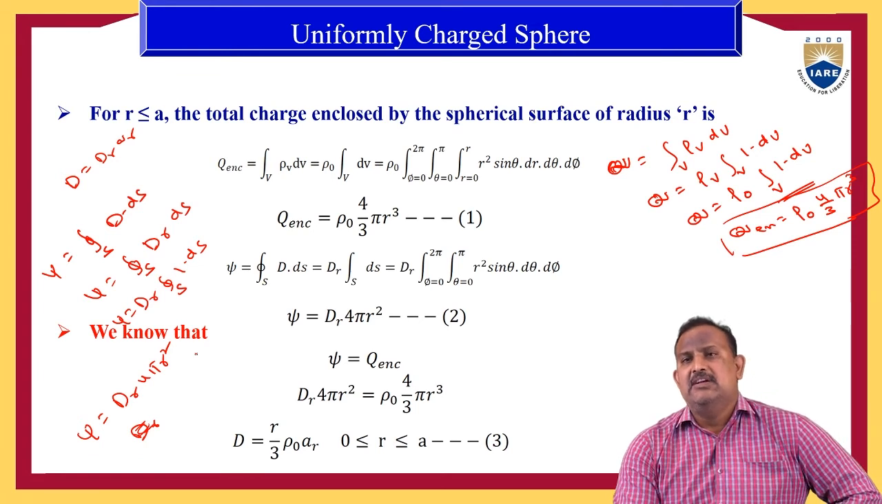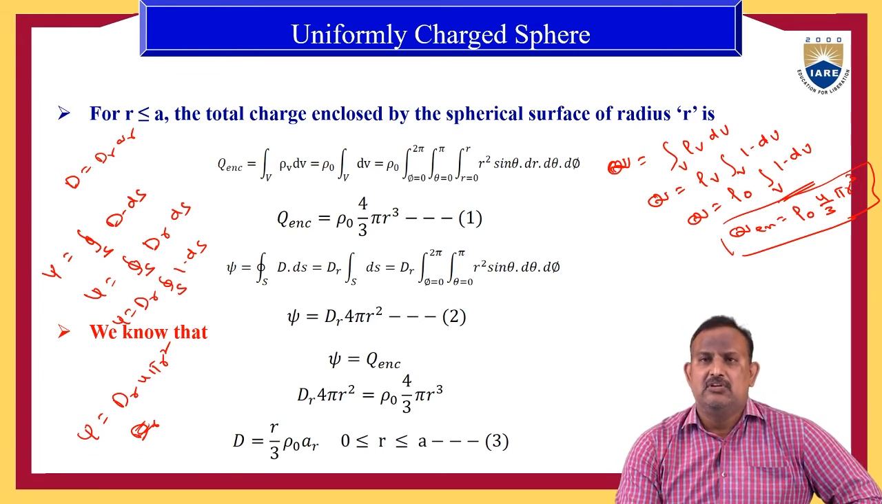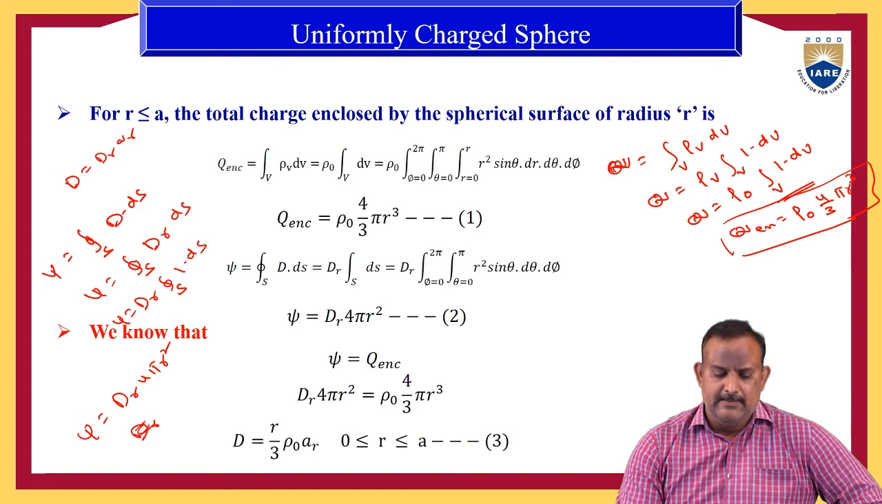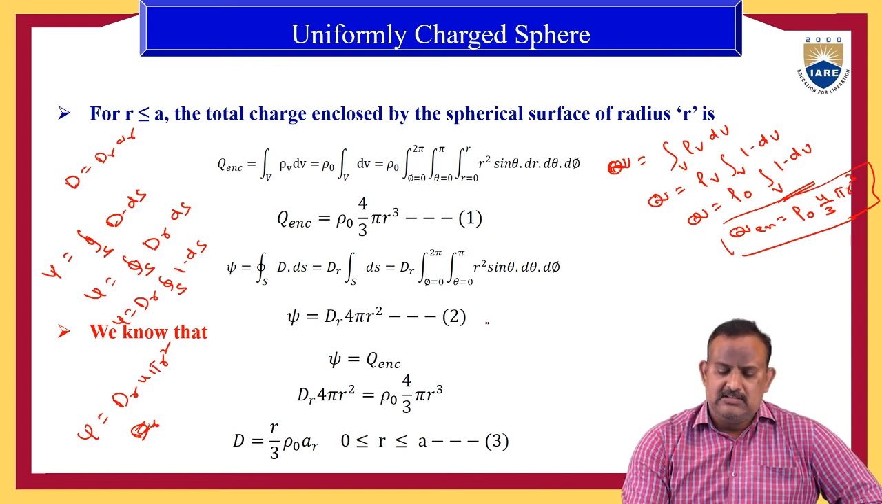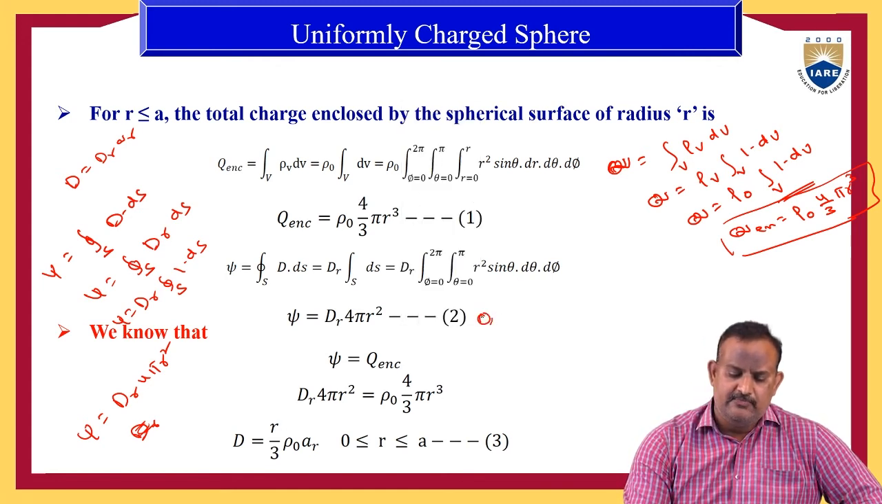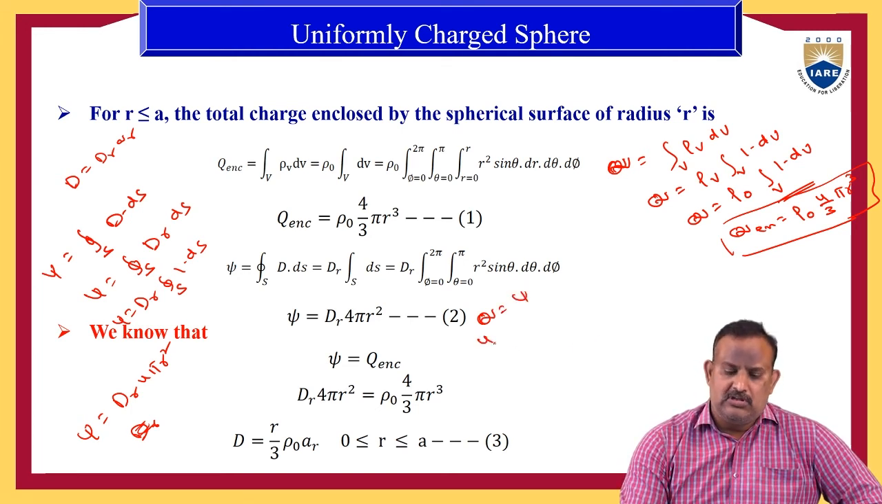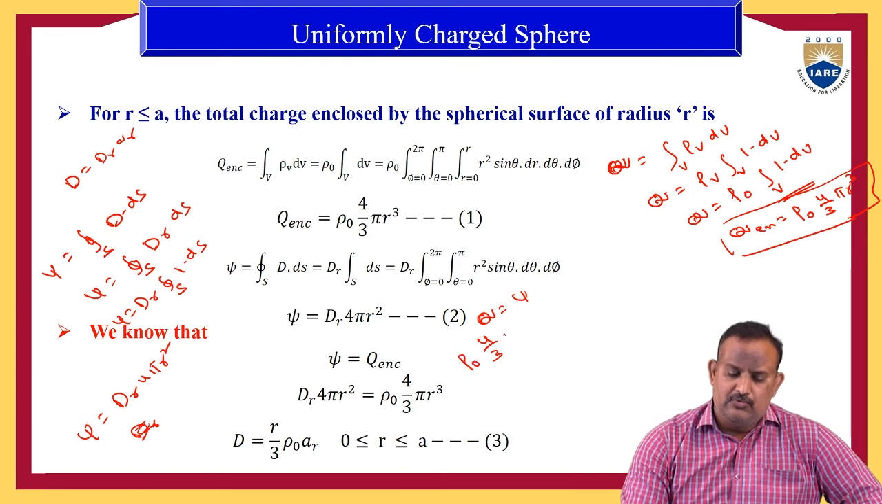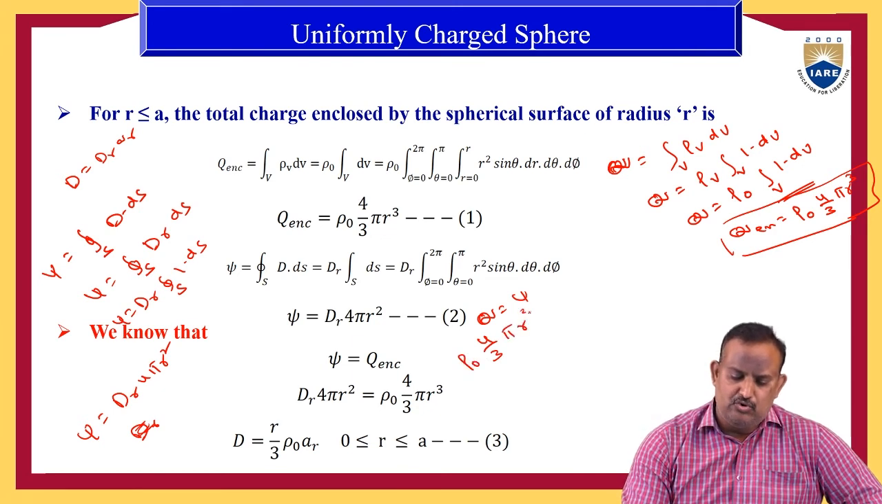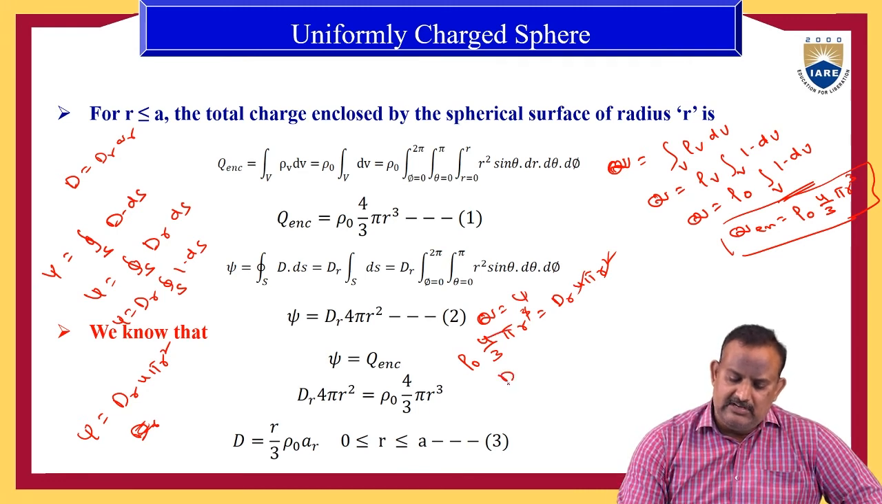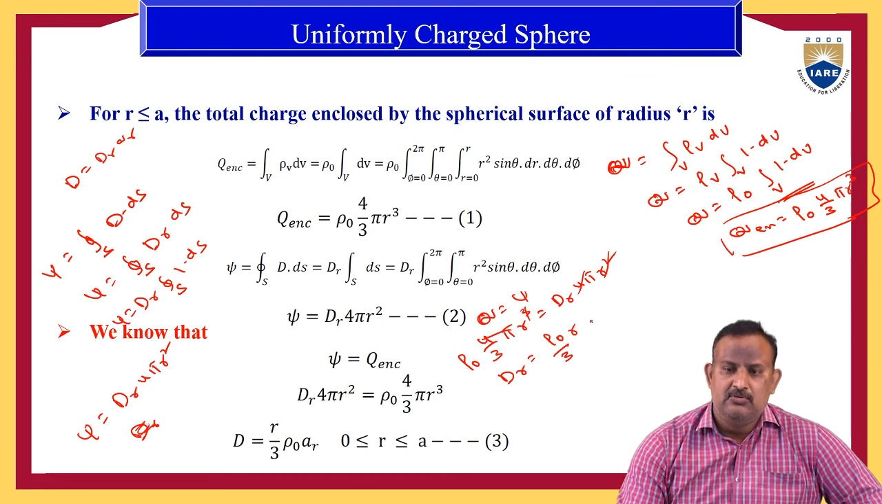Here, according to Gauss law, we need to equate the charge enclosed to the flux through a closed surface. Therefore, if we equate Q equal to psi, then here we have rho naught into 4/3 pi r cube is equal to Dr into 4 pi r square. R square cancel each other, and 4 pi cancel each other.